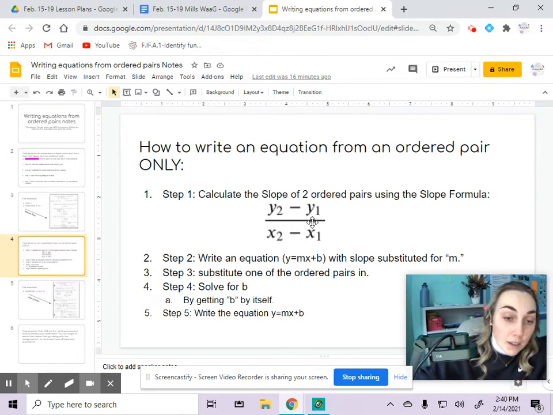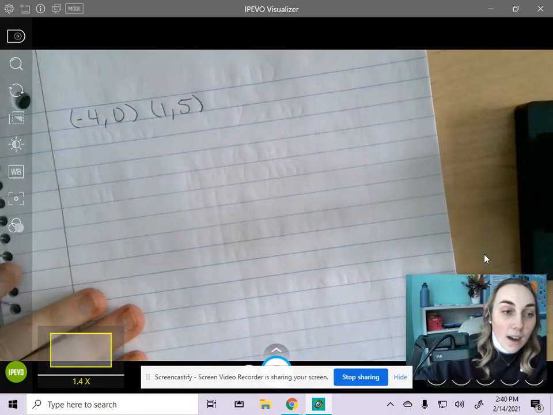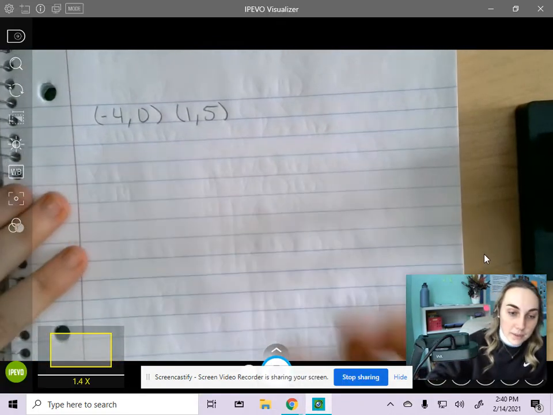Again, we want to calculate the slope, then we can put the slope into the equation, substitute an ordered pair in, solve for b by getting b by itself, and then writing an equation. So let's do those examples real quick. Our ordered pair is -4 and 0. And then we have 1 and 5. All right, cool. And guys, what I'm doing is right here as well, if you always want to come back to those notes.